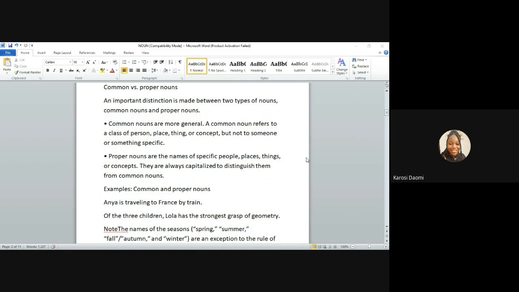So now, can you try to also identify the common nouns in both examples as well? So the first one, Anya is traveling to France by train. So what's the common noun in that example? A common noun is a general name that a particular thing is known by, a general name that is just given, not a specific name. So there's a particular word here that is a common noun in Anya is traveling to France by train. Okay, anybody?